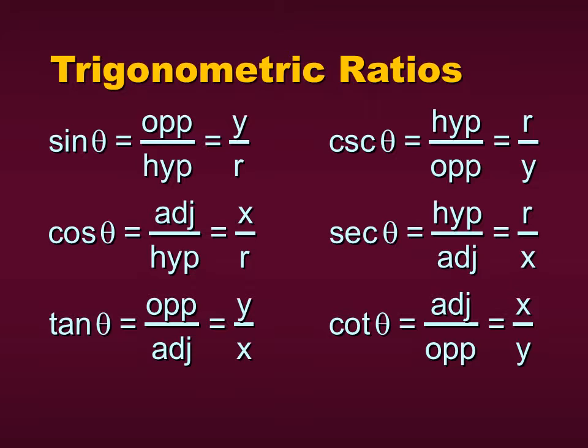So sine, which is opposite over hypotenuse, if you're looking at the coordinate plane, is going to be y over r. Cosine will be x over r. Tangent will be y over x. Cosecant will be r over y. Secant will be r over x. And cotangent will be x over y.